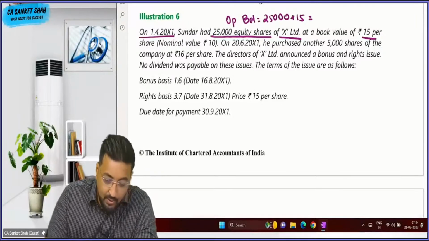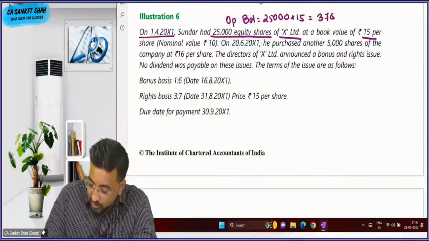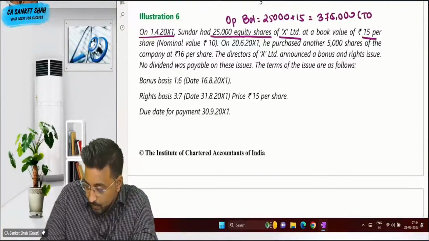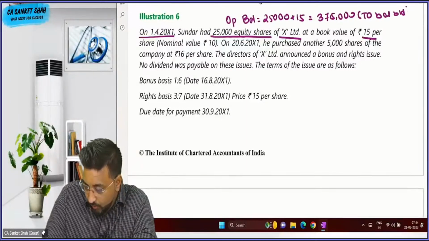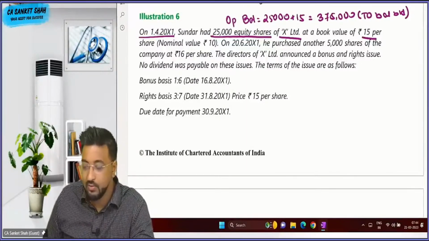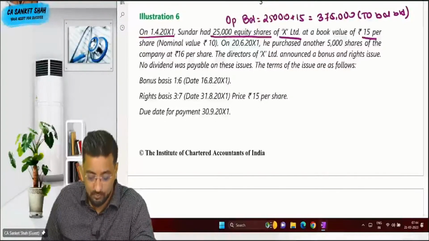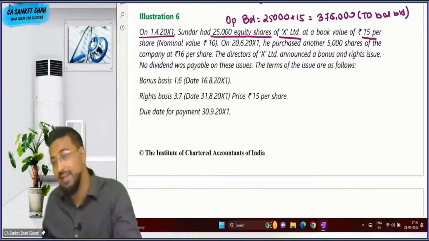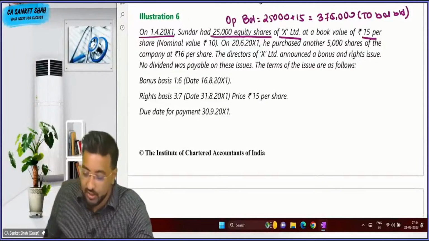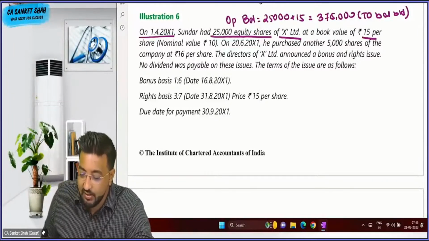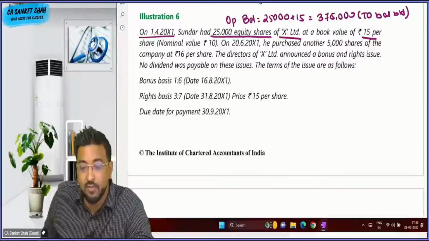I have investment opening balance, into 15 beta, 3,75,000, to balance brought down. Easy छे? अरे easy छे. ओपनिंग बैलेंस शेयर्स का हमारे पास ही छे. कितना अमाउंट है? ओपनिंग बैलेंस 25,000 शेयर्स into 15 rupees.